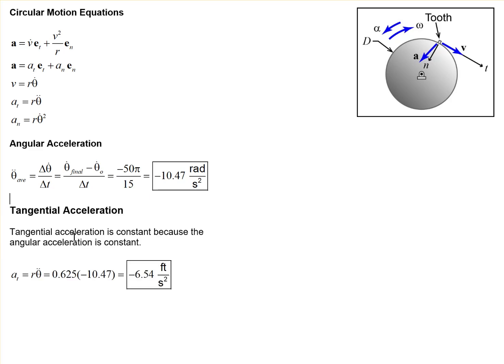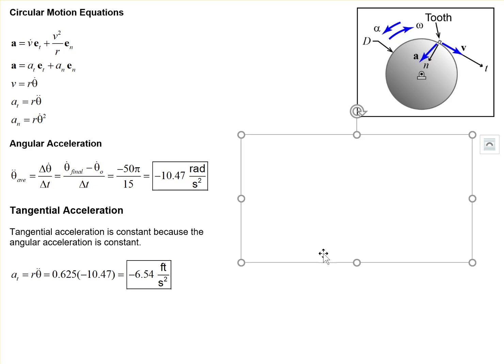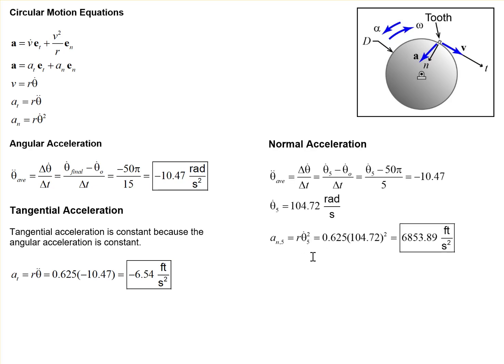With that, we can find the tangential acceleration because it's equal to R theta double dot. So we just use that equation and we get a value of minus 6.54 feet per second squared. Now, because the angular acceleration is constant, the tangential acceleration is constant as well because R does not change either. All right, then we can go on and get the normal acceleration.